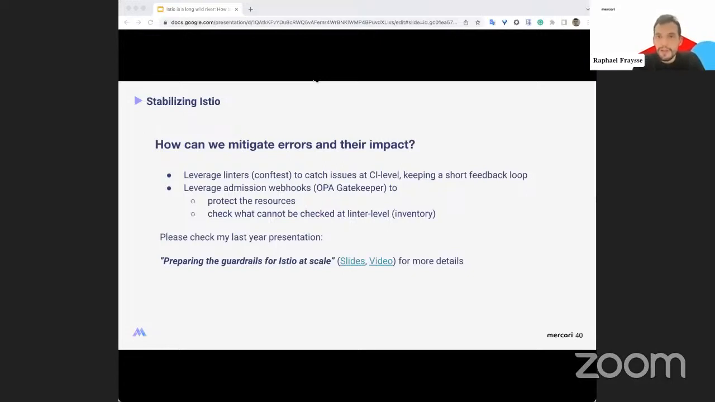The second one is leveraging admission webhooks, for example, OPA Gatekeeper, to protect the resources and check what cannot be checked at the linter level. For example, inventory is only in the cluster, it's not at the linter level on the CI. So there are some layers that cannot be seen at the linter level. It's kind of a difference in depth.